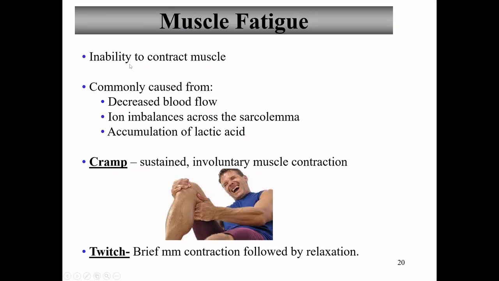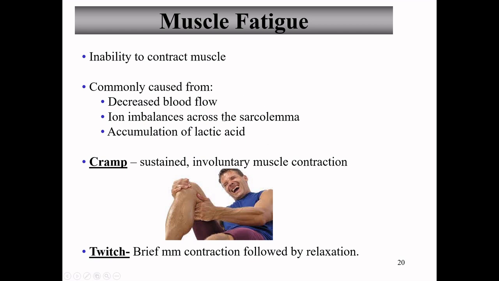Muscle fatigue is defined as the inability to contract a muscle, commonly caused by decreased blood flow, ion imbalances across the sarcolemma, and accumulation of lactic acid. A cramp is a sustained involuntary muscle contraction. A twitch is a brief muscle contraction followed by relaxation. So, a couple of good definitions in here. Let's absolutely know the difference between a cramp and a twitch, and what can cause your body's inability to actually contract a muscle.